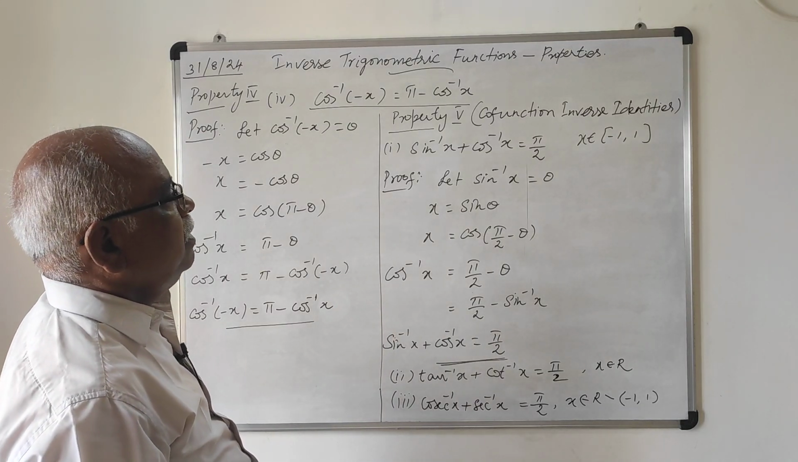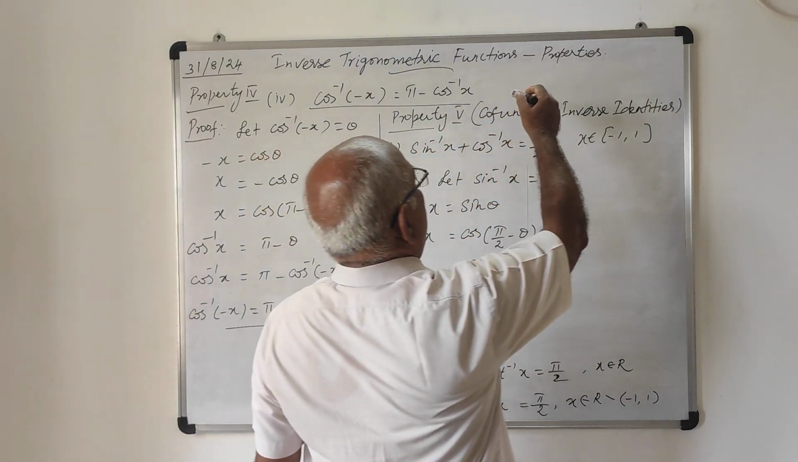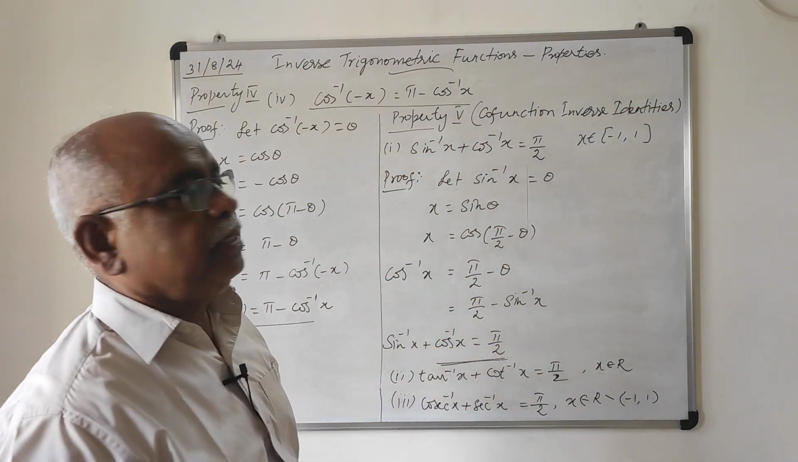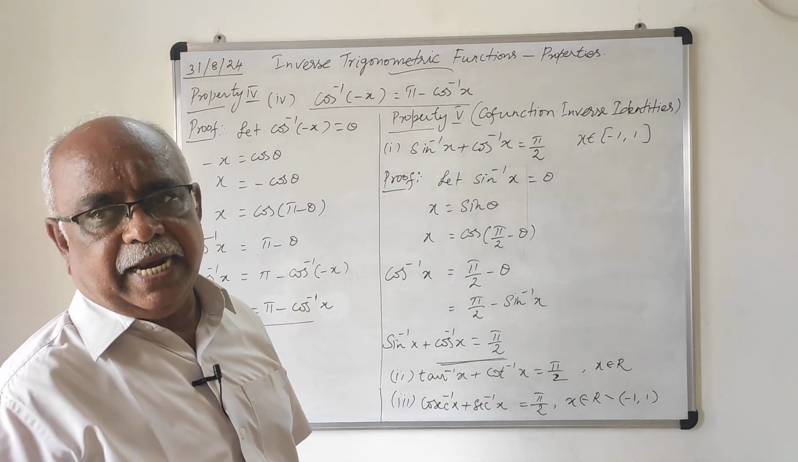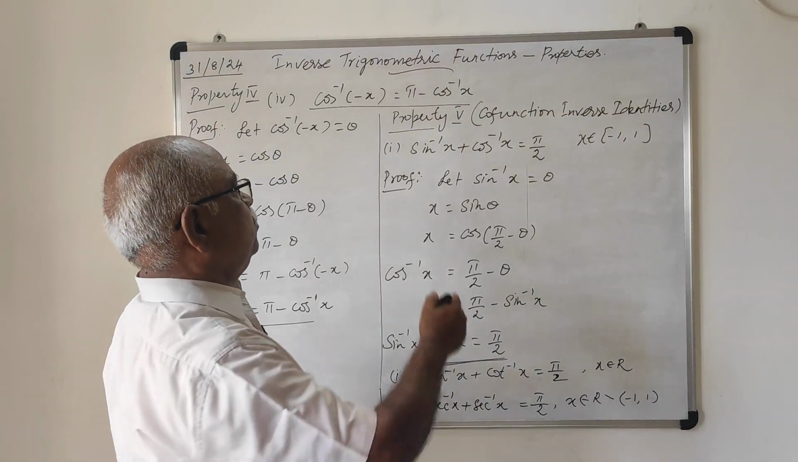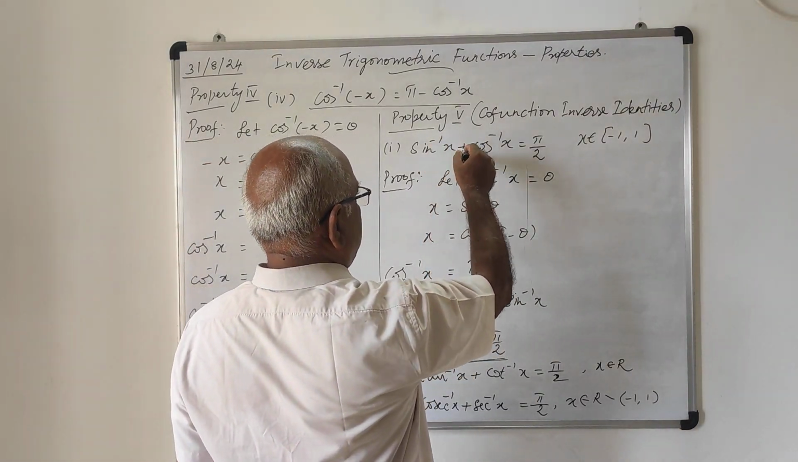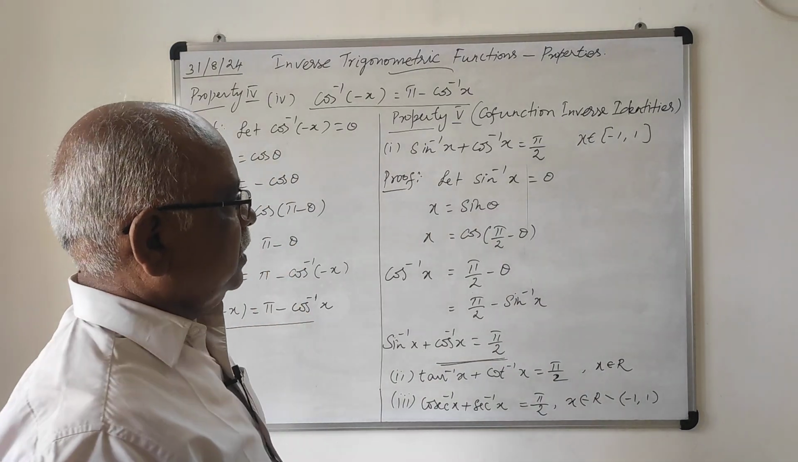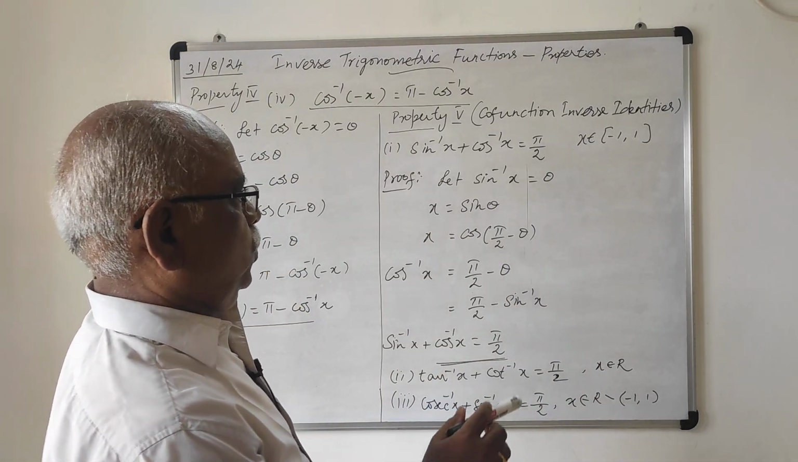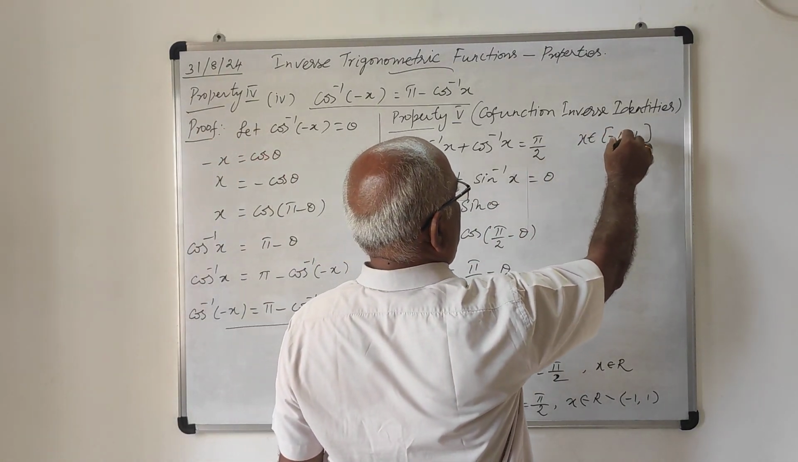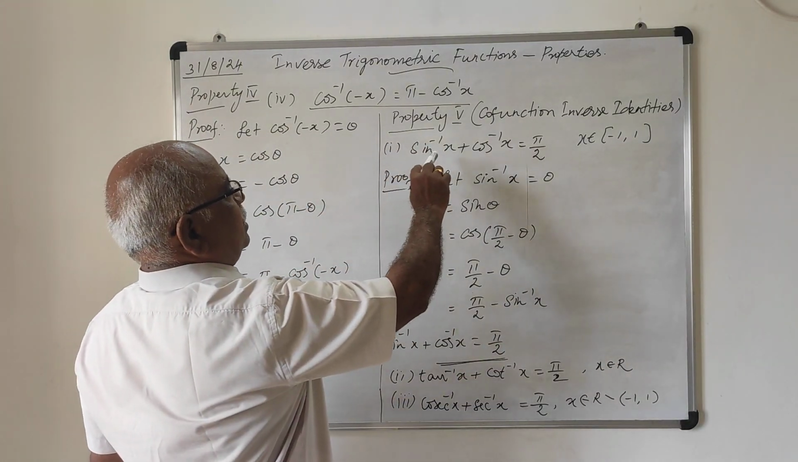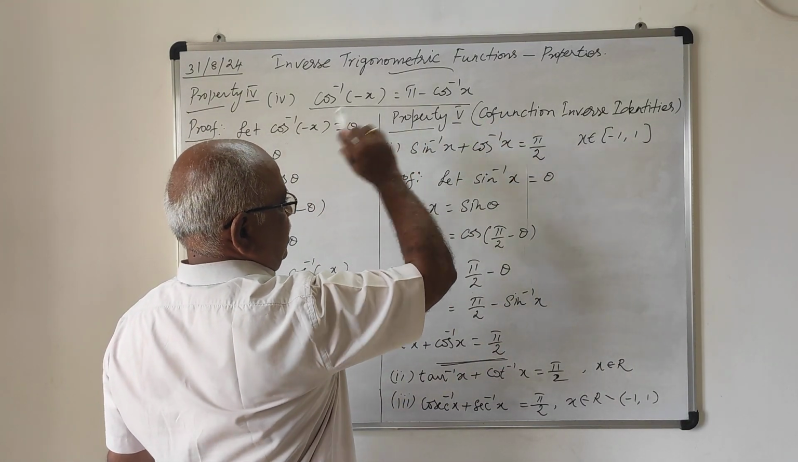Next, the 5th property, co-function inverse identities. The 5th property is called co-function inverse identities. The first result is sin inverse x plus cos inverse x equal to pi by 2, where x belongs to the closed interval minus 1 to 1, that you know. Sin inverse of x plus cos inverse of x is 90 degrees, pi by 2.